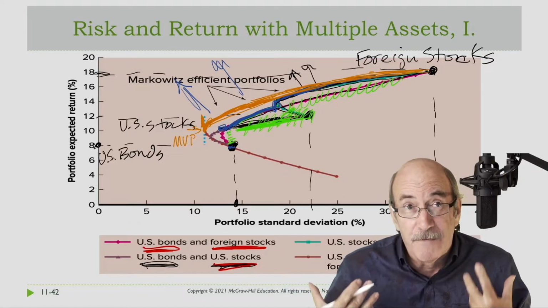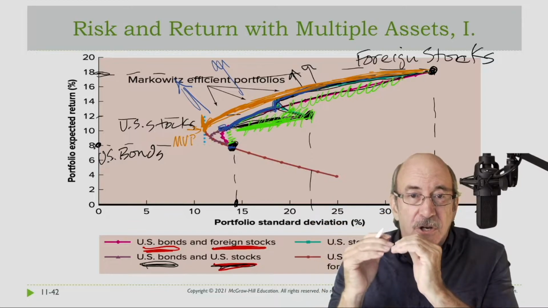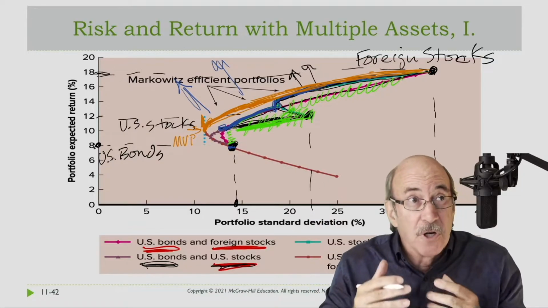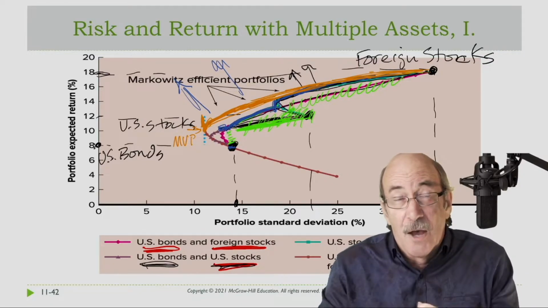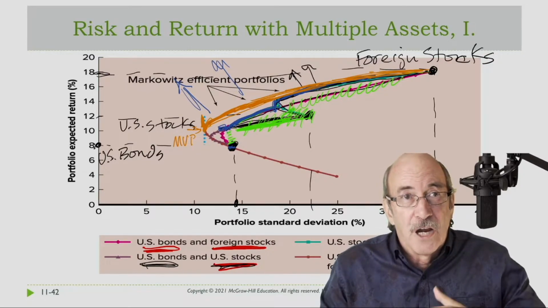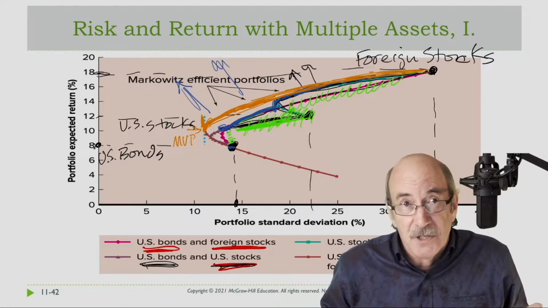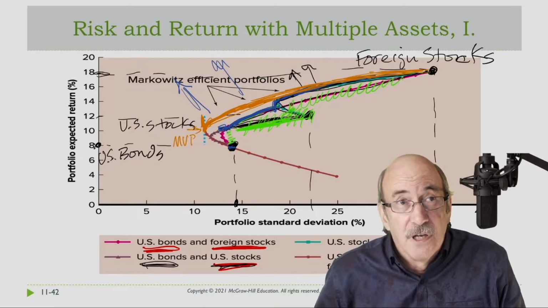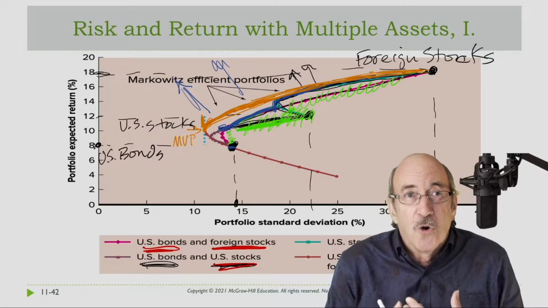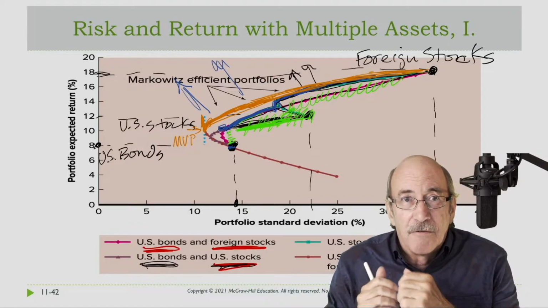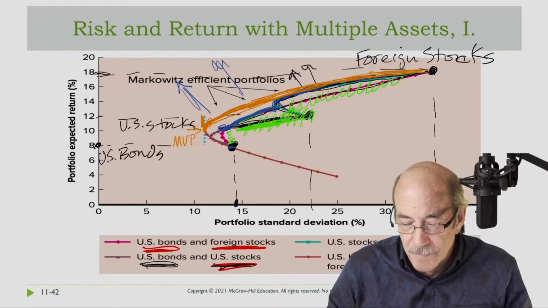So by adding foreign stocks, I've been able to push that frontier out to the northwest. In other words, I've got new portfolios I can create that first order dominate the old portfolios where I just had U.S. stocks and U.S. bonds. Or even if I had U.S. bonds and foreign stocks, I can still dominate that. So the more uncorrelated assets I add, the further it pushes things out to that northwest direction.